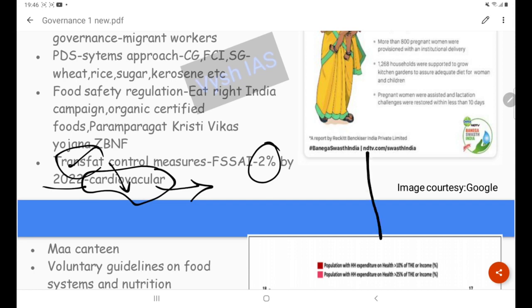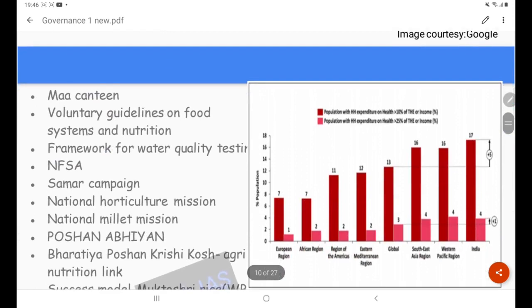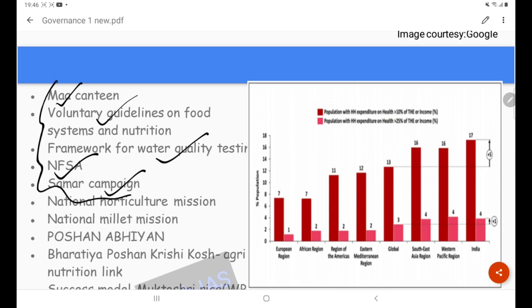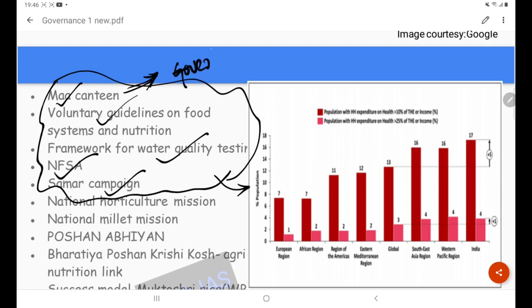Then what you can do is, some schemes I have given: Amma Canteen, voluntary guidelines on food systems and nutrition, framework for water quality testing, National Food Security Act, summer campaign. For all these things, you can try giving it a governance approach. You first study what the scheme is all about, and try to write it from a governance perspective, so that it helps in your answer. Whenever you give examples, you can quote all these as success models also.